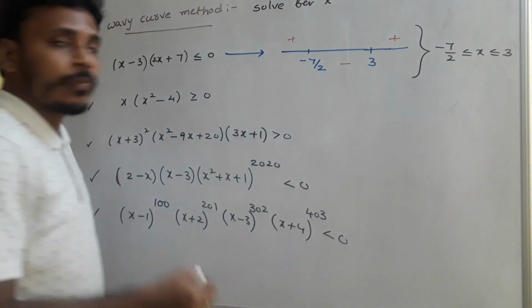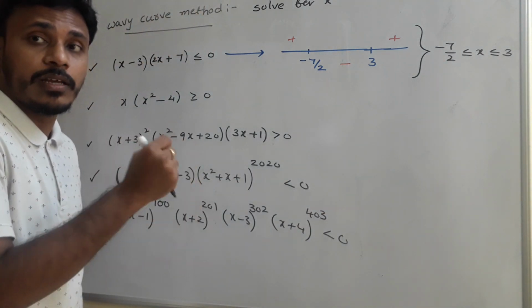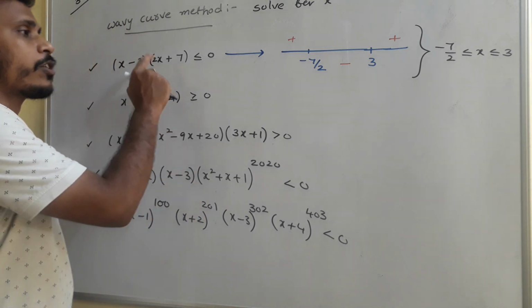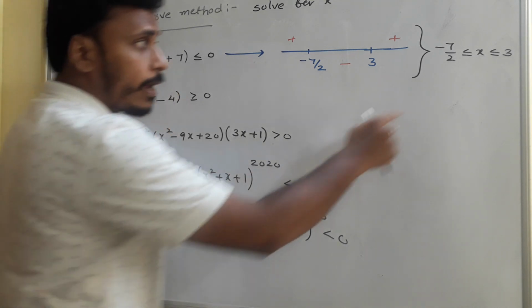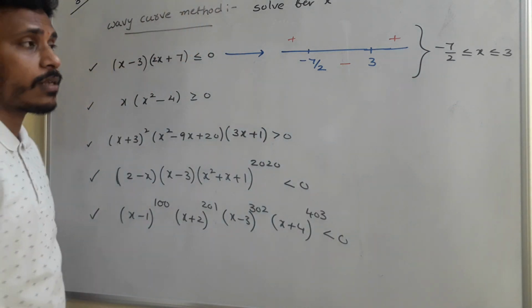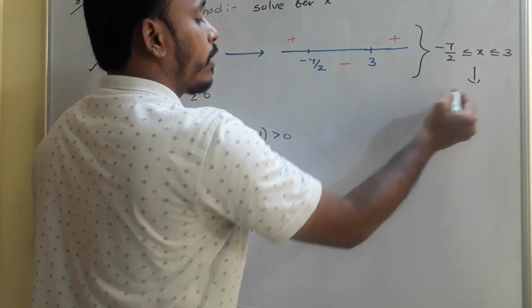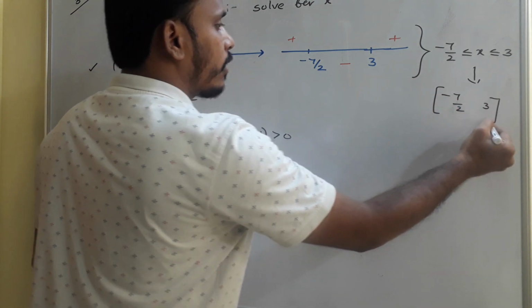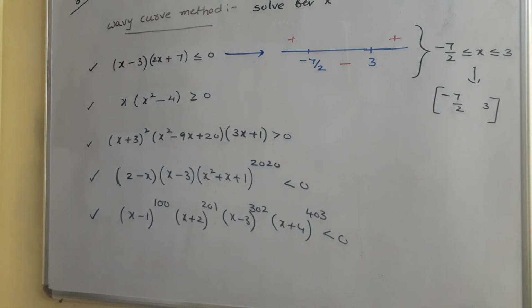If x is in this region, minus 7 by 2 to 3, then for those values of x this expression is for sure negative. And this, minus 7 by 2 less than or equal to x less than or equal to 3, can also be written as the closed interval minus 7 by 2 to 3. So that's one thing.